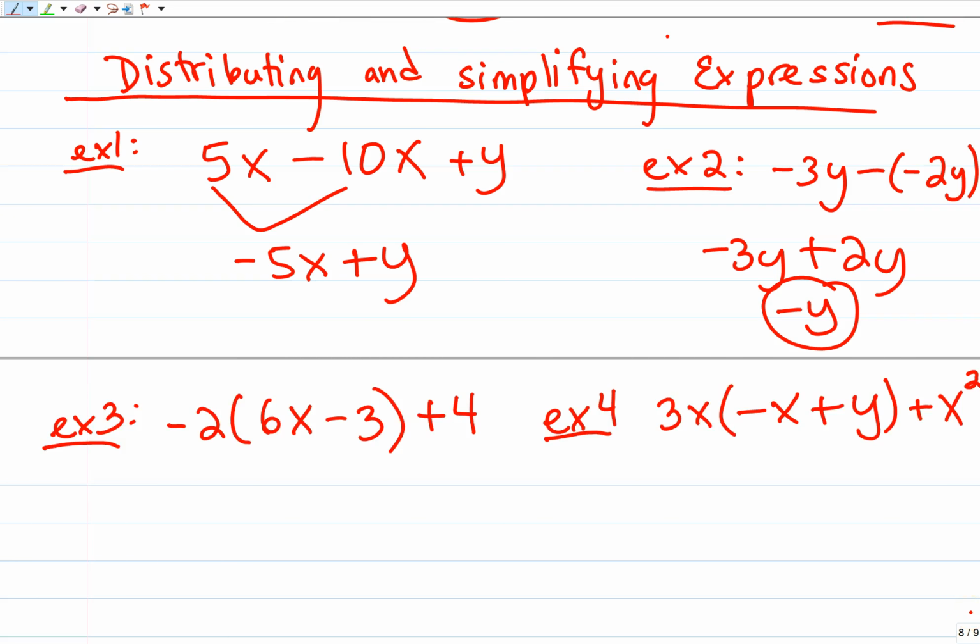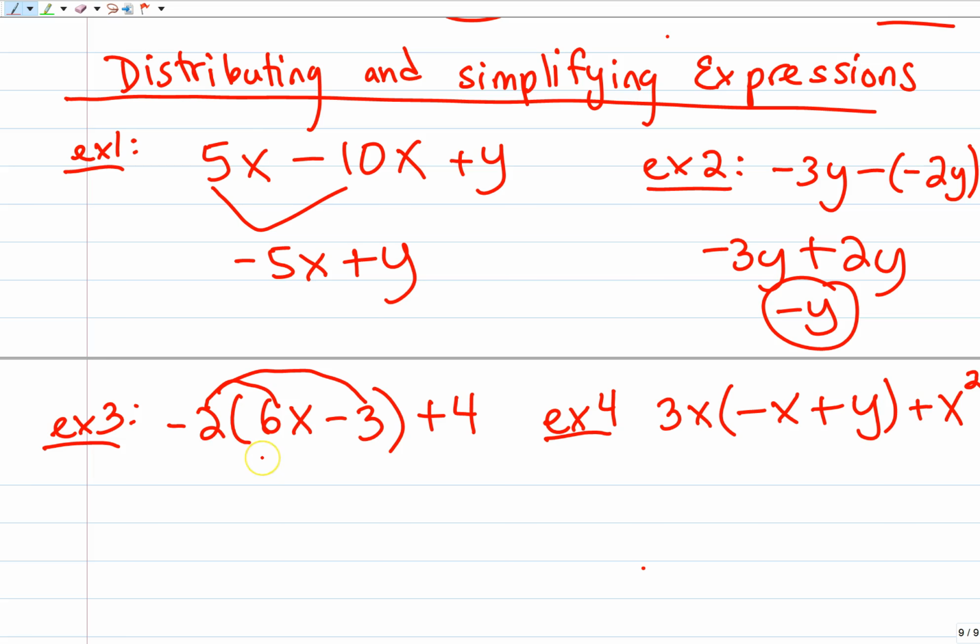On example 3, before I can combine like terms, what do I have to do with that negative 2? There's a D word. Does it keep going to the 4? Only across the group. At this point, am I adding, subtracting, multiplying, or dividing? Multiplying. So in my mind, I'm using the rules of multiplying, right?